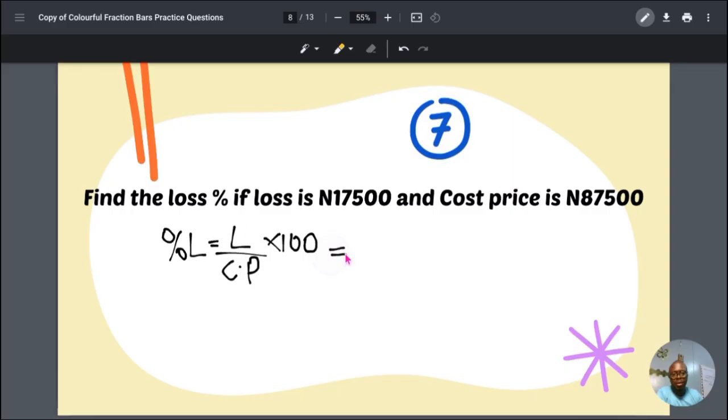So loss percent equals loss. Our loss was given to us, 17,500, over the cost price, which is 87,500, multiplied by 100.